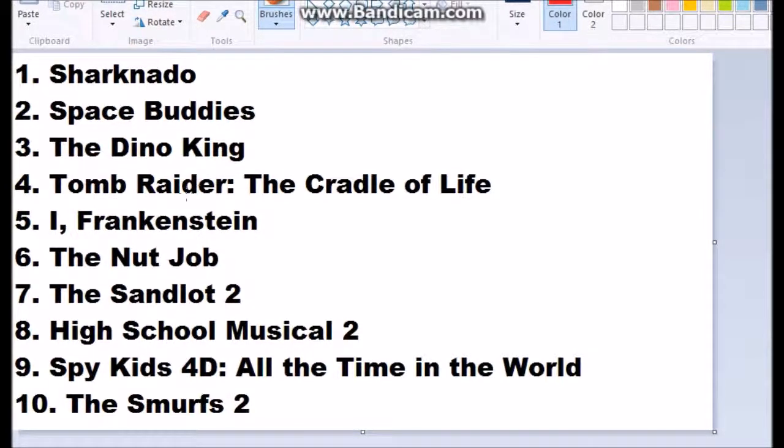The Dino King is a movie about dinosaurs. That's about all I know about it. Tomb Raider, The Cradle of Life, the sequel to Tomb Raider. Heard it was terrible, and I guess we'll find out if he picks that. I, Frankenstein, I heard was terrible. So yeah. The Nut Job, I heard was terrible, and I just generally thought it was going to be terrible when I first saw it.